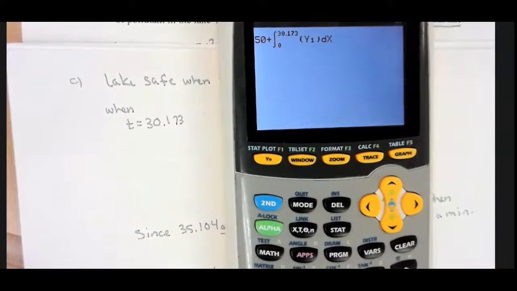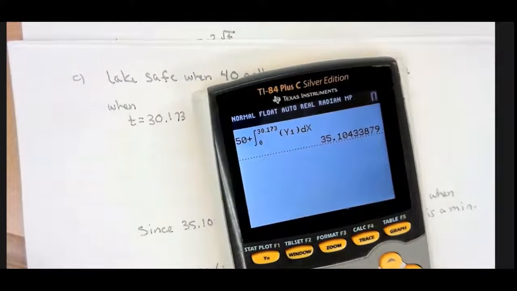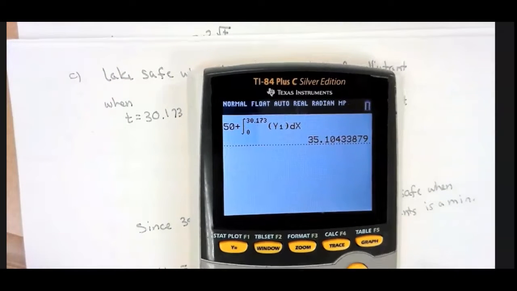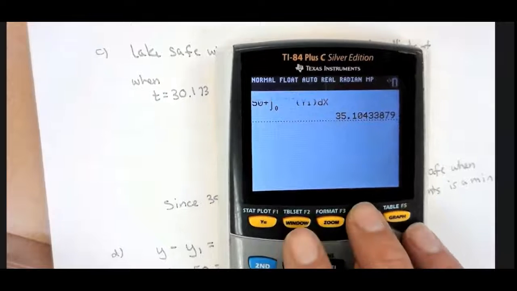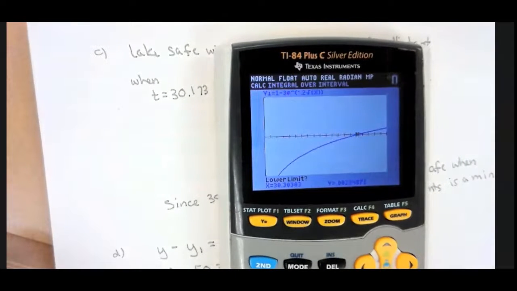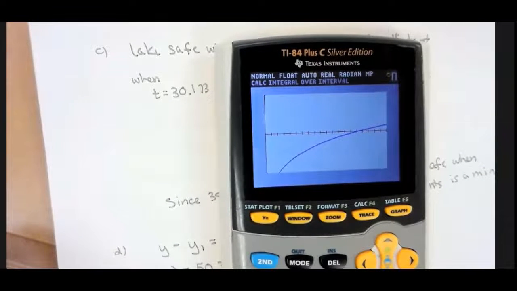This took forever to calculate for me. That's why you're allowed two calculators on the AP exam, because you are literally supposed to set this aside and keep going. What I would have done is gone to the graph and hit second calc. It wouldn't give you the 50, so you would have to add that back. So you could have gone second trace, number 7, and then 0 to 30.173. That's still gonna take forever.